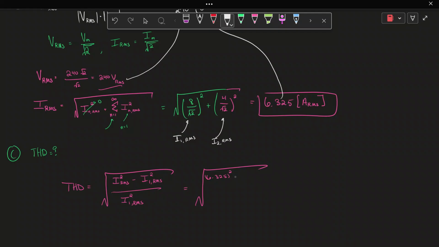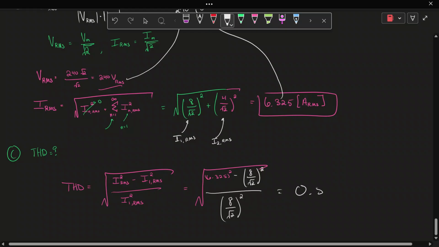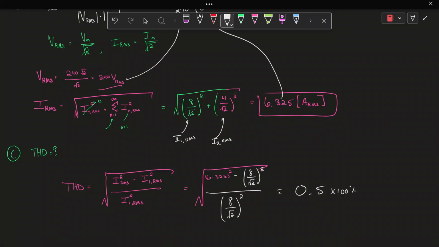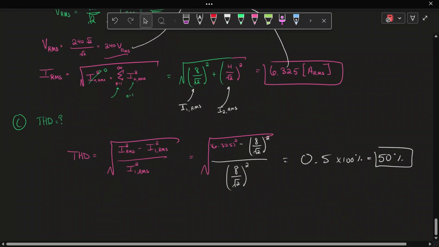Okay, so then what we do is we do the same thing that we did above, 8 divided by square root of 2 and square it. Do not forget the square, you will get the answer wrong every single time. And you cannot forget the square root anywhere. There are a ton of square roots in here. What I'm going to get here is about 0.5. And total harmonic distortion is usually in percentage. So we're going to multiply this by 100%. And we'll get a 50% total harmonic distortion.